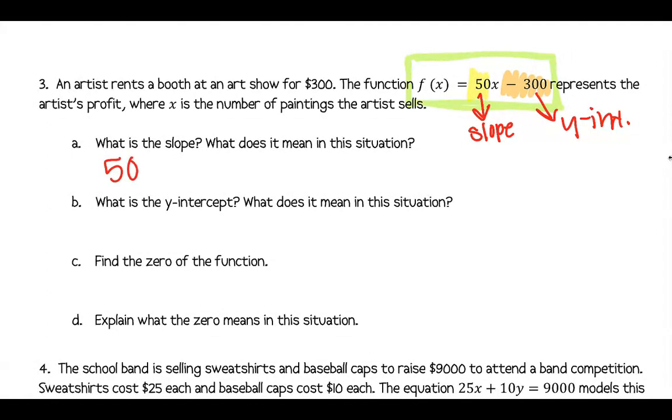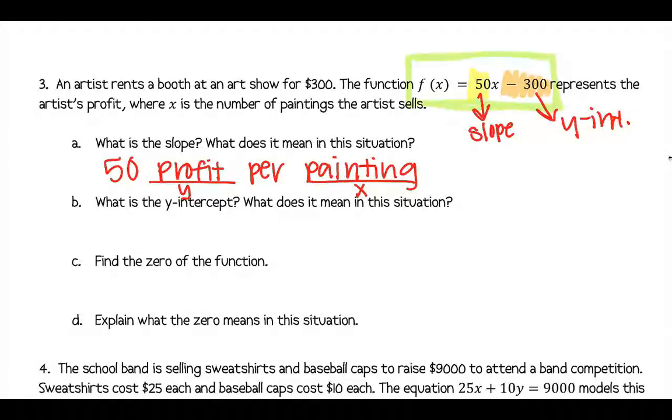And it's asking, what does this mean in this situation? This is our profit per painting. If I sell one painting, I get $50. 50 times 1 is 50. Sell 2 paintings, I get $100. 50 times 2 is 100. 3 paintings, 50 times 3 is 150. So it's my profit. Profit is my y, painting is my x. And again, y per x means slope. It's just another way of saying slope.